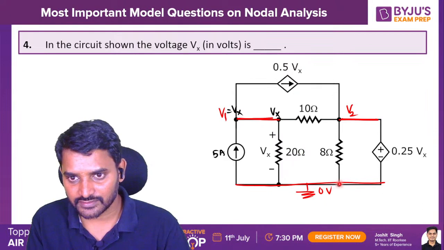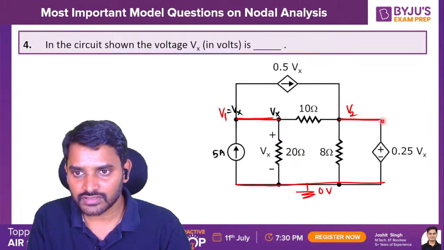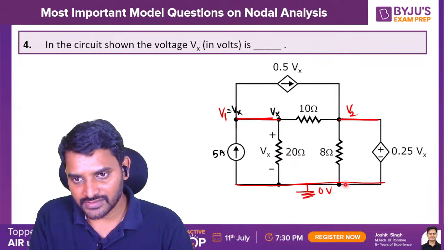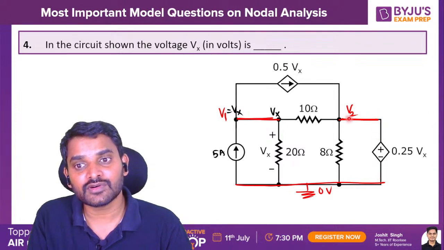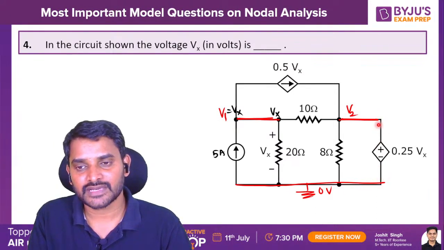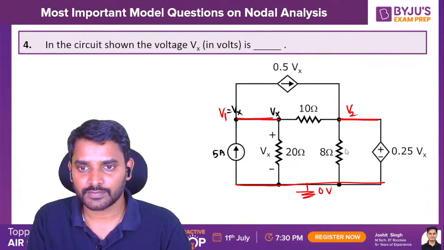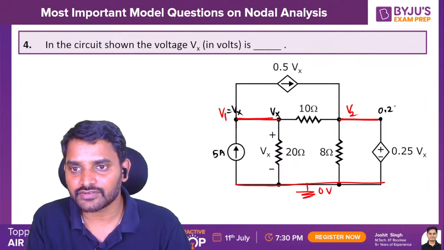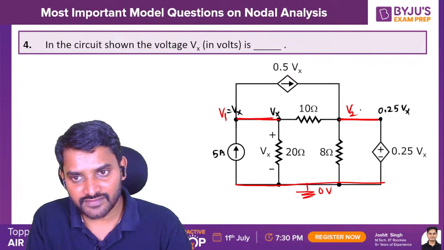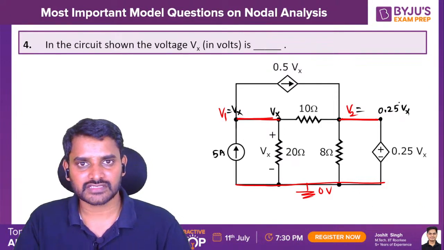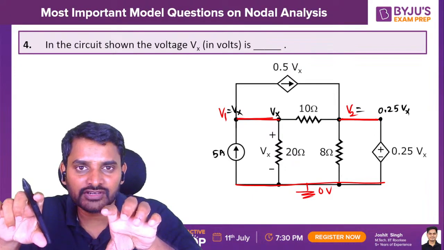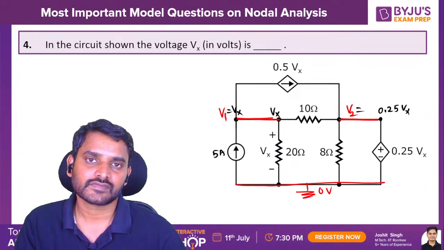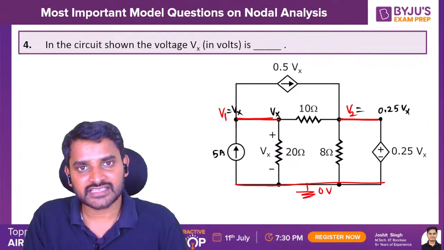Similarly, you check this side. From the ground to this point, the voltage is V2. But if you move here, I have only a voltage source, which is plus 0.25 Vx. So I can write this point is 0.25 Vx. I can now say V2 is equal to 0.25 Vx, because the 8 ohms resistor and the voltage source of 0.25 Vx are connected in parallel, so the voltage is the same. Now all the principal node voltages are assigned.